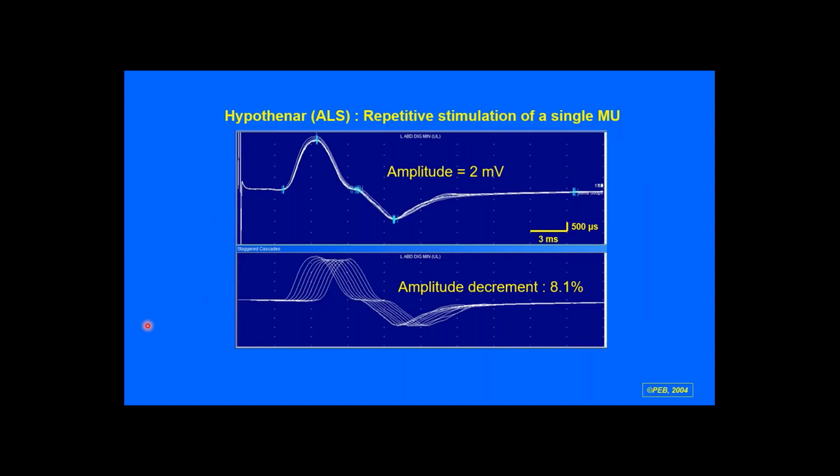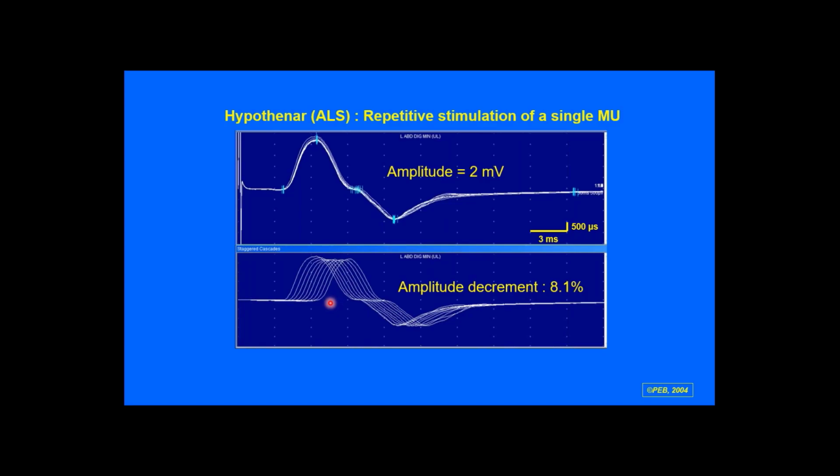Now, here's a very interesting screenshot we took many years ago from a single motor unit we followed in a slowly progressive patient over the course of a year. So I don't think you'll ever see this. This is repetitive motor nerve stimulation of a single motor unit. And the amplitude of this SMUP is huge. It's 2 millivolts. The decrement is 8.1%.